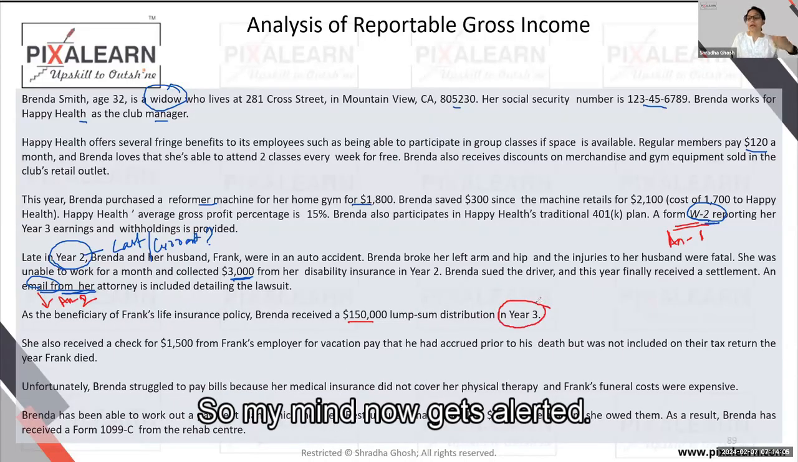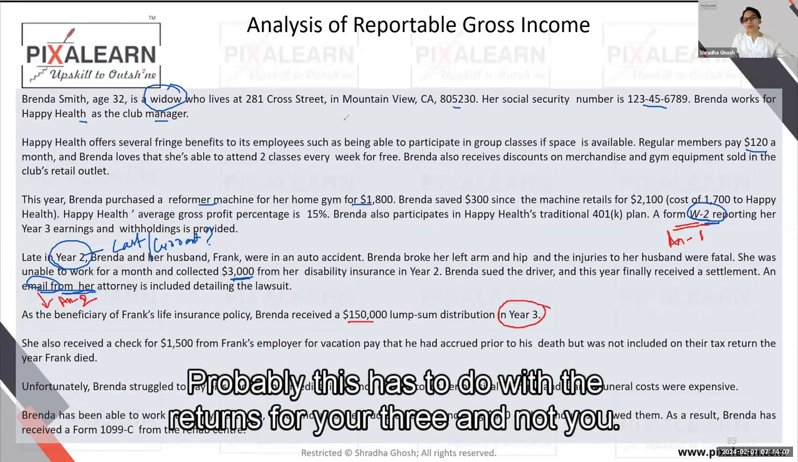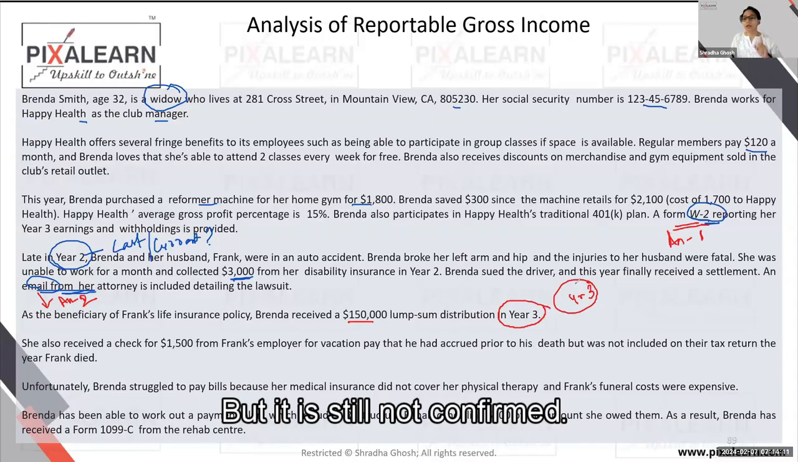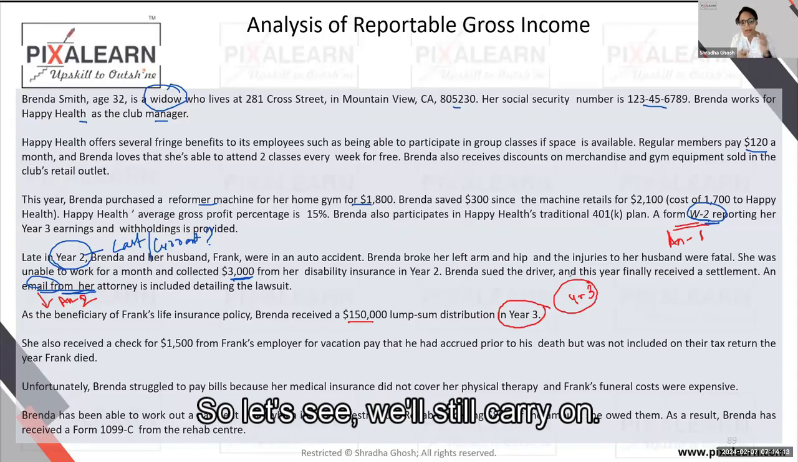So my mind now gets alerted. Probably this has to do with the returns for year 3 and not year 2. But it is still not confirmed. So let's see. We'll still carry on.